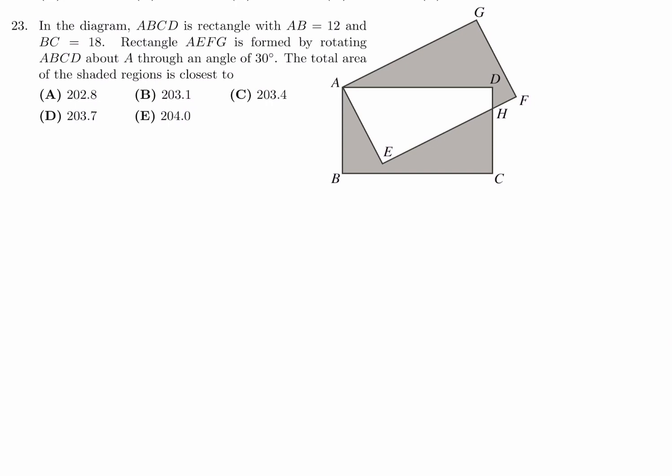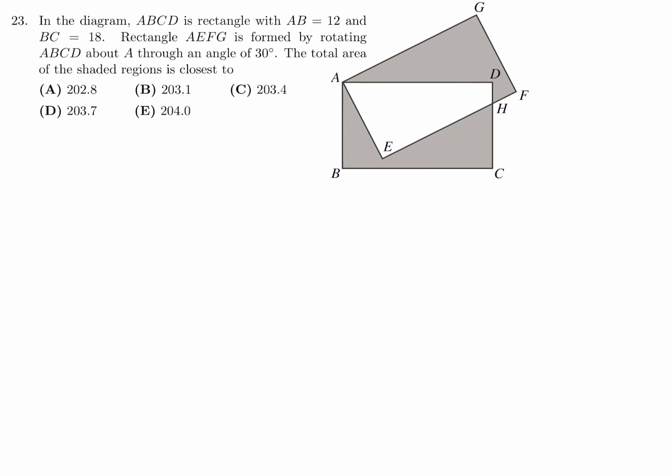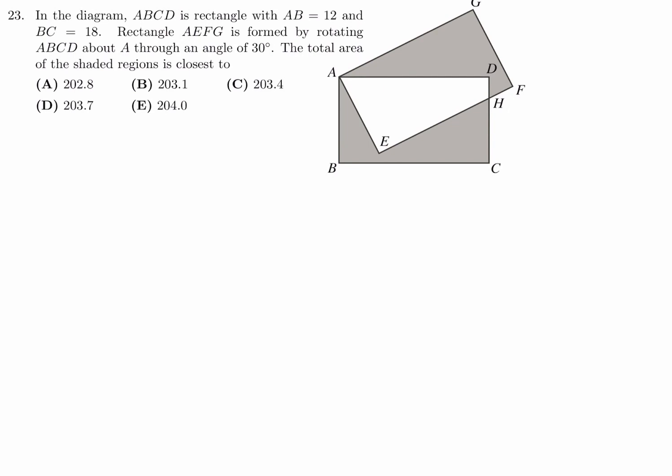In the diagram, ABCD is a rectangle with AB equal to 12 and BC equal to 18. Rectangle AEFG is formed by rotating ABCD about A through an angle of 30 degrees. The total area of the shaded regions is closest to.